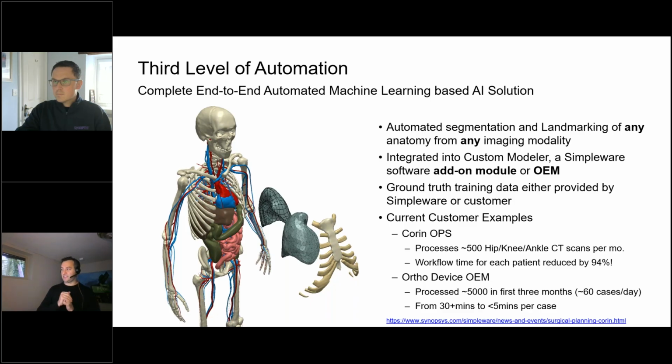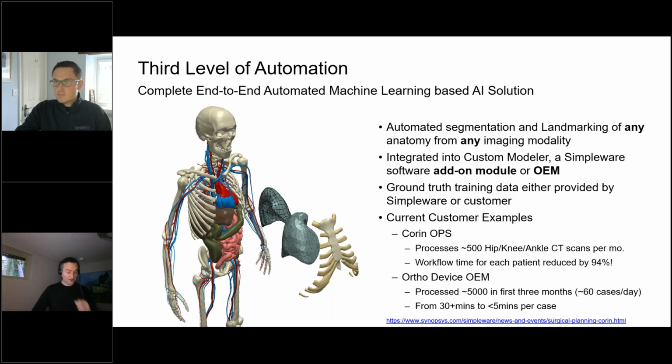So this is automated segmentation and landmarking of any anatomy and any imaging modality, and we can integrate this into Custom Modeler as an add-on module, or we can even OEM these capabilities and white label them for others to use. The ground truth data is either provided by the customer, or we can source it, and when we engage with the customer, their data is their IP. So when we build something, it is specifically for them and them alone. And so Simpleware is kind of the secret sauce for quite a few customers out there. Unfortunately, it's nice to be considered the secret sauce, but the secret part makes it a little challenging when you want to talk about it.